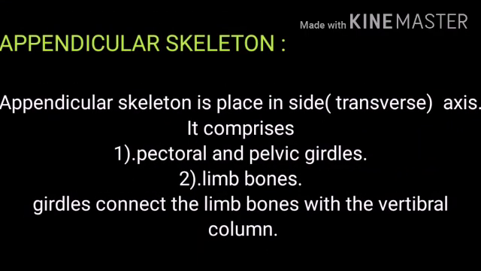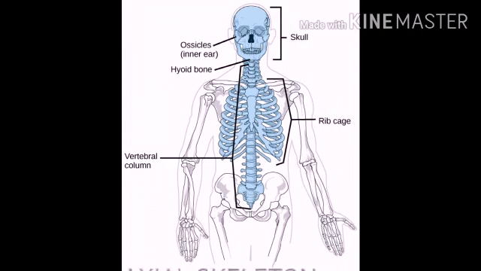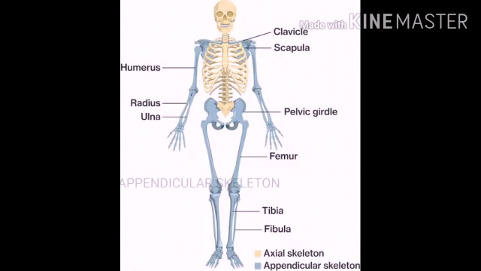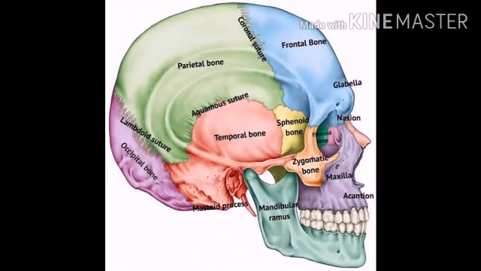Appendicular skeleton. The appendicular skeleton lies inside or transverse to the axis. It comprises 1. Pectoral and pelvic girdles. 2. Limb bones. Girdles connect the limb bones with the vertebral column. Now let us take a look at its image. This is the axial skeleton with the blue mark, and this shows both types of skeleton. Now let us look at the skull, the very first part of the axial skeleton.